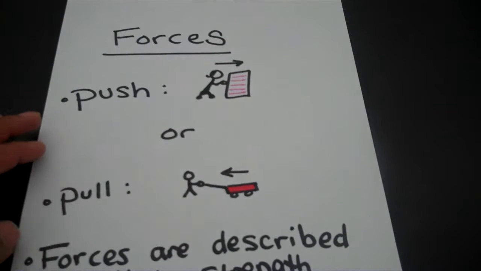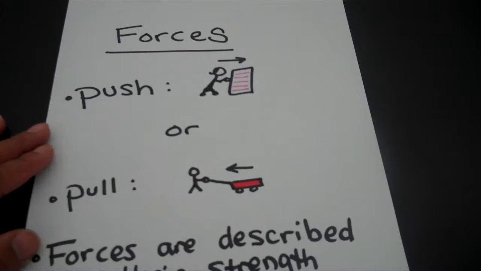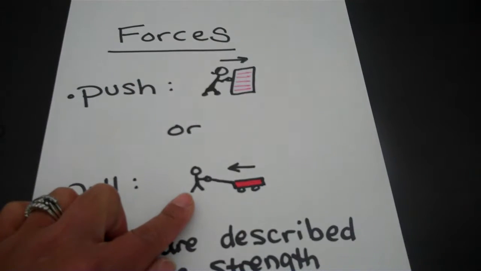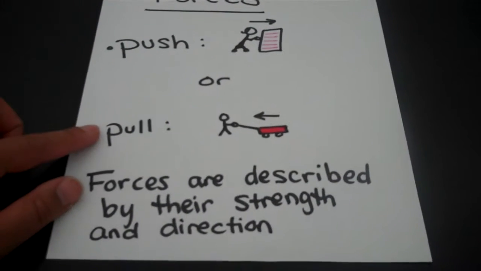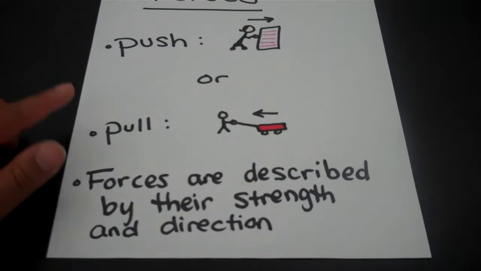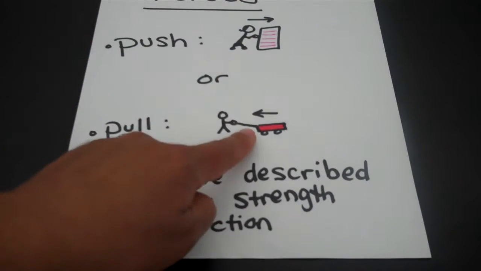Hello, now we're going to do Chapter 15, Lesson 1 on forces. A force is a push or pull. For instance, this girl is pushing the filing cabinet or this boy is pulling the wagon. Forces are described by their strength and direction. For instance, she's pushing to the right and he is pushing to the left.